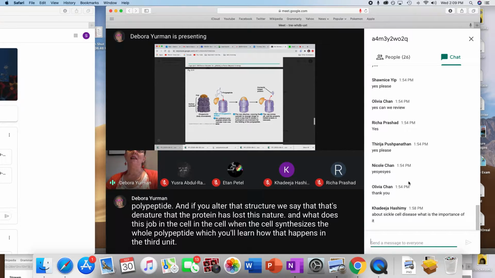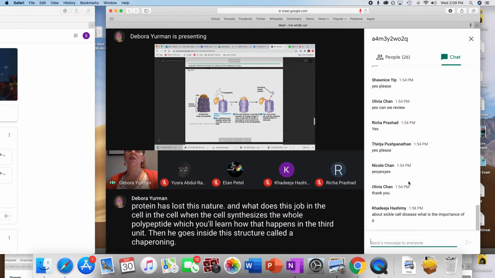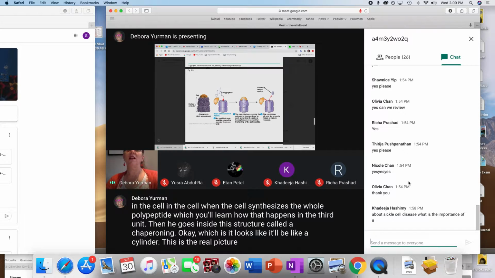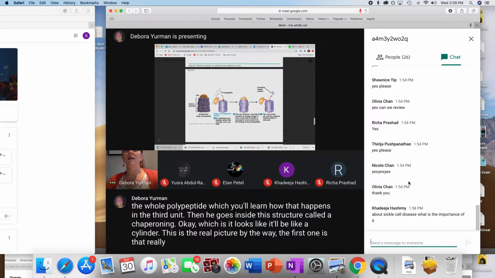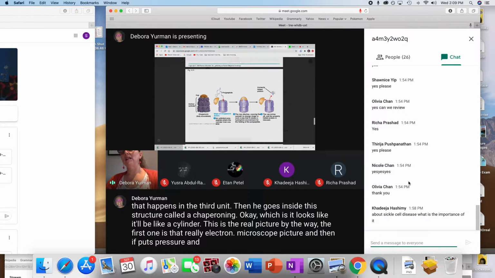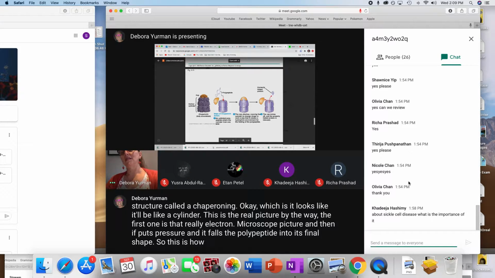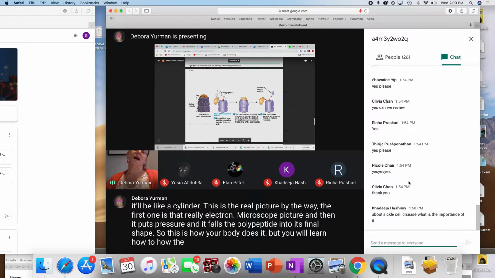then it goes inside this structure called a chaperonin, which looks like a cylinder. This is the real picture, by the way. The first one is a real electron microscope picture. And then it puts pressure and folds the polypeptide into its final shape. So this is how your body does it. But you will learn how the polypeptide is sequenced in the third unit.